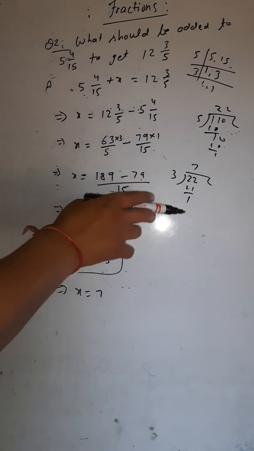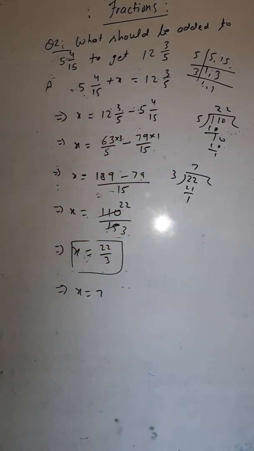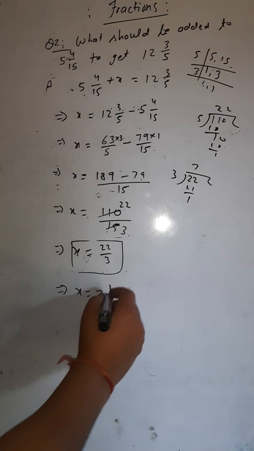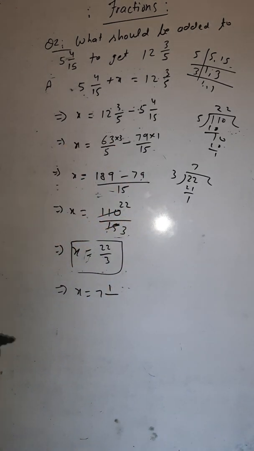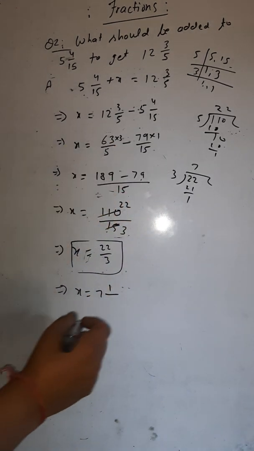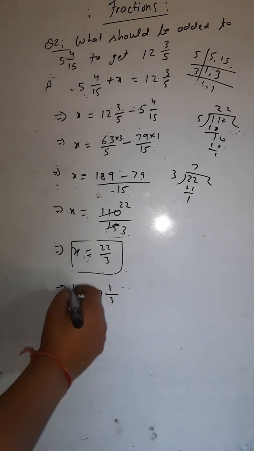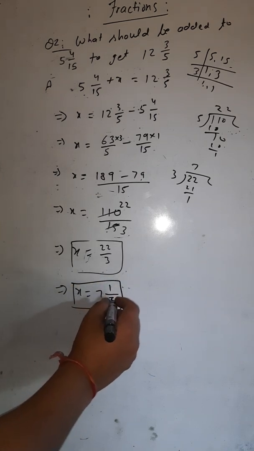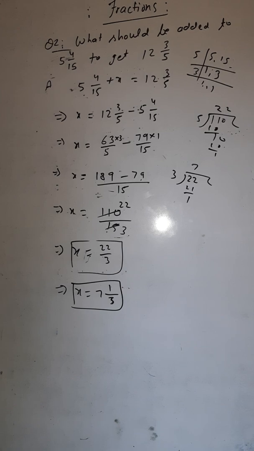Then the remainder you would be writing upside, that is 1 is the remainder, and the number by which you are dividing, that is 3, this 3 would be written in the denominator. So this is the answer. 7 whole 1 by 3 would be the answer.